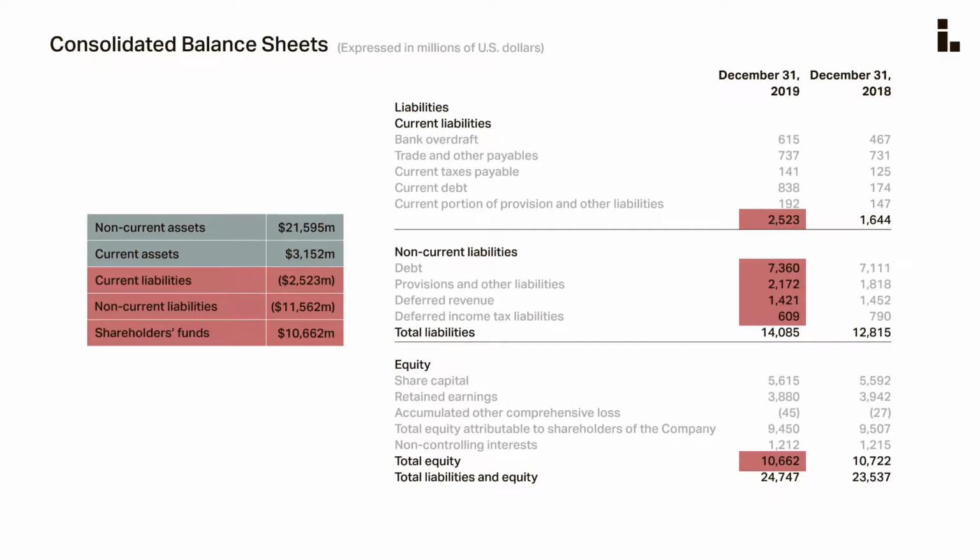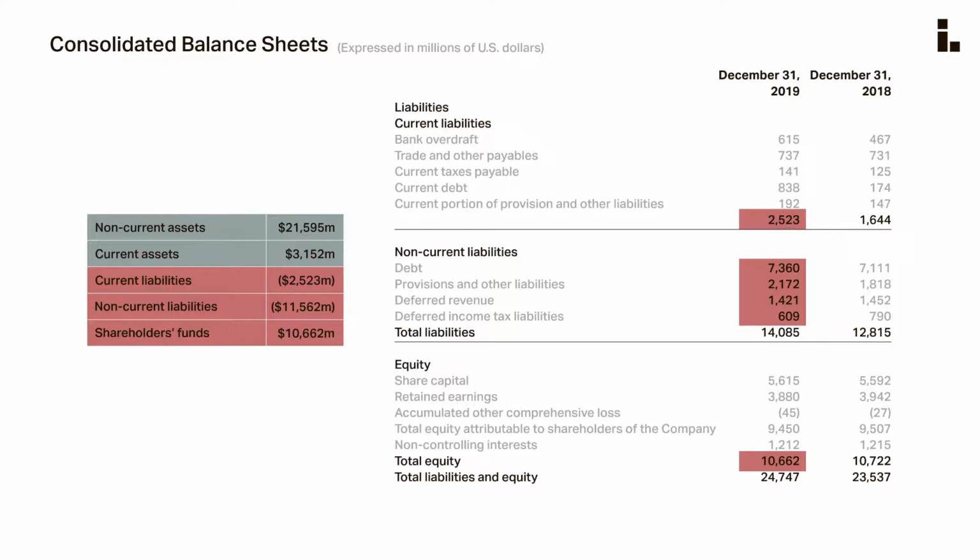Now, let's look at the bottom half of the balance sheet. The first section is called current liabilities. These are amounts that we owe, liabilities that we have to pay soon, current. And by soon, we mean within 1 year of the balance sheet date. We can see that there is a bank overdraft of $615 million and trade and other payables of $737 million. This latter figure represents suppliers who've supplied us with goods and services, but for which we have not yet paid. Total current liabilities is $2.5 billion.